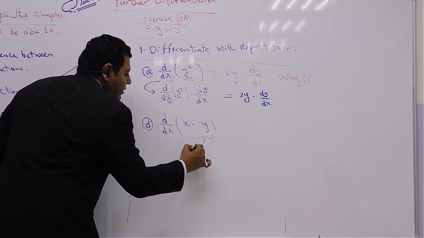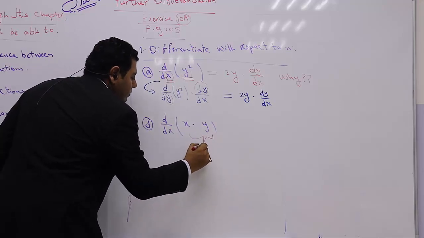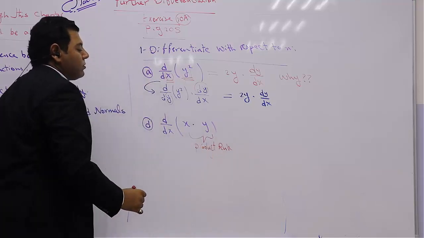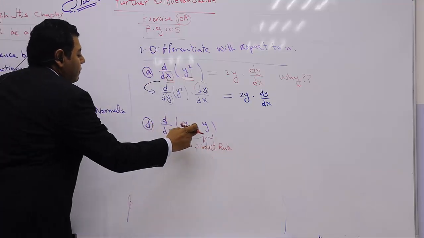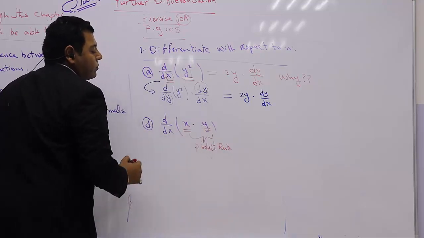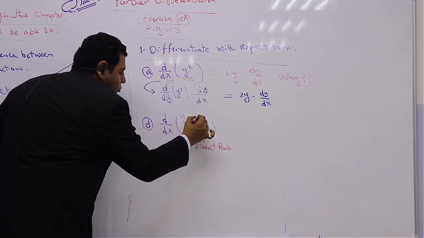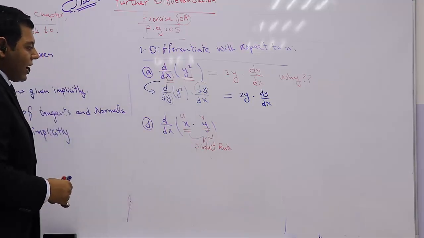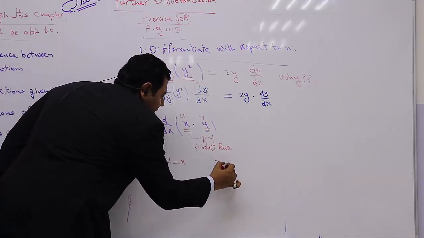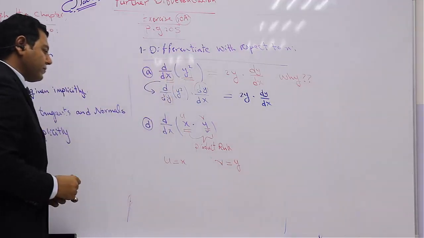This represents product. Product rule. Because I have multiplication of two different functions, the first one is x and here is y, we need to separate this into u and v. So I can say u is equal to x and v is equal to y.